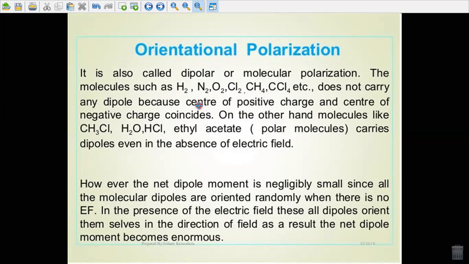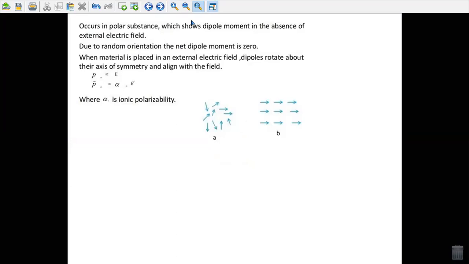So now let us suppose that a dipolar system is placed in a uniform electric field. This is how polar substances behave in the absence of the external field. When a material is placed in an external field, the dipoles rotate about their axis of symmetry and align with the application of the field. And this is the randomized dipoles, and this is all aligned in the direction of the electric field. So naturally, P is proportional to E, and this proportionality constant is the polarizability.